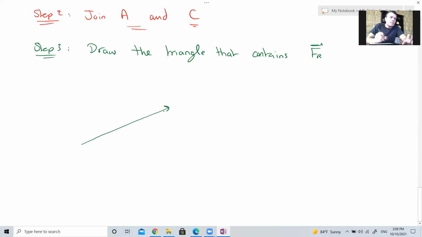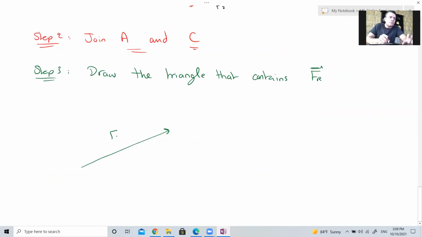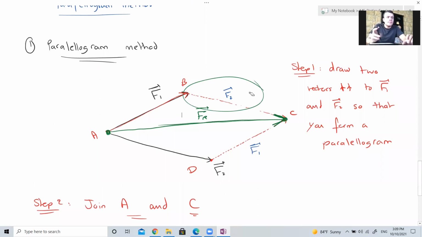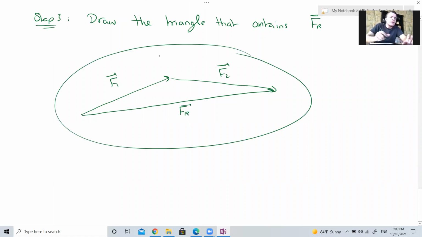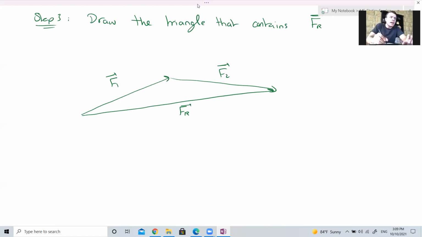So if we go back to the drawing, we have this is F1. This is F2. And this is FR. Okay. Now you are going to use this triangle to find the magnitude and the direction of FR.